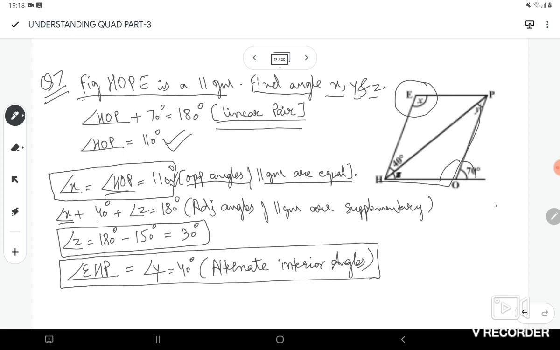Also angle x plus 40 degree plus angle z would be equal to 180 degree, because adjacent angles of a parallelogram are supplementary. So this angle and this angle are supplementary. This gives the value of angle z equal to nothing but 180 degree minus 150 degree equal to 30 degree. Also angle EHP and angle y would be equal to each other because alternate interior angles in a parallelogram are equal.